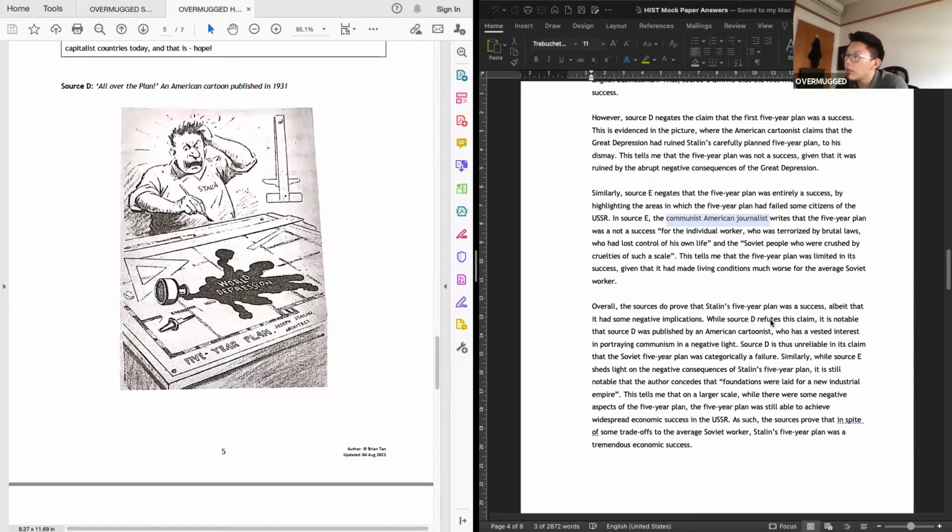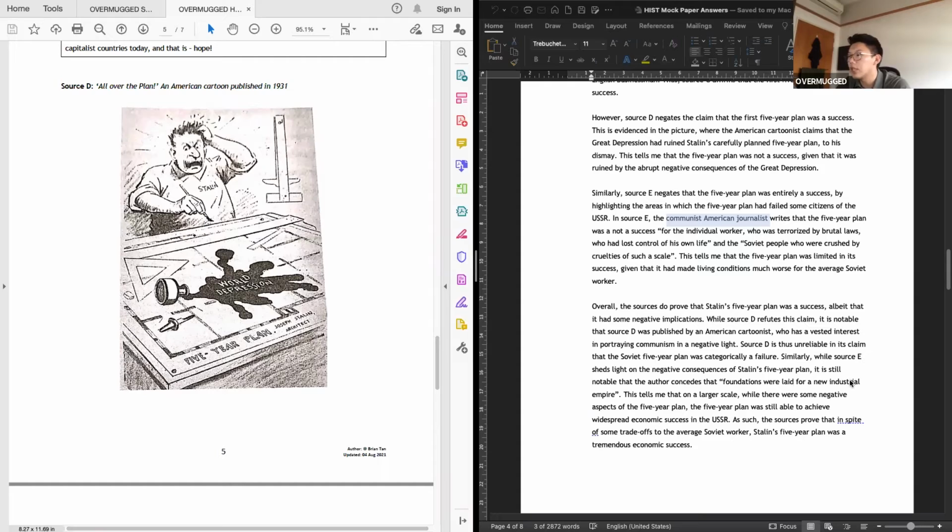It is notable that source D was published by an American cartoonist who has a vested interest in portraying communism in a negative light, right? So it is thus unreliable in its claim that the Soviet 5-year plan was categorically a failure. So what did I do here? I refuted the validity of source D to show that in general, it is established that the 5-year plan was a success.